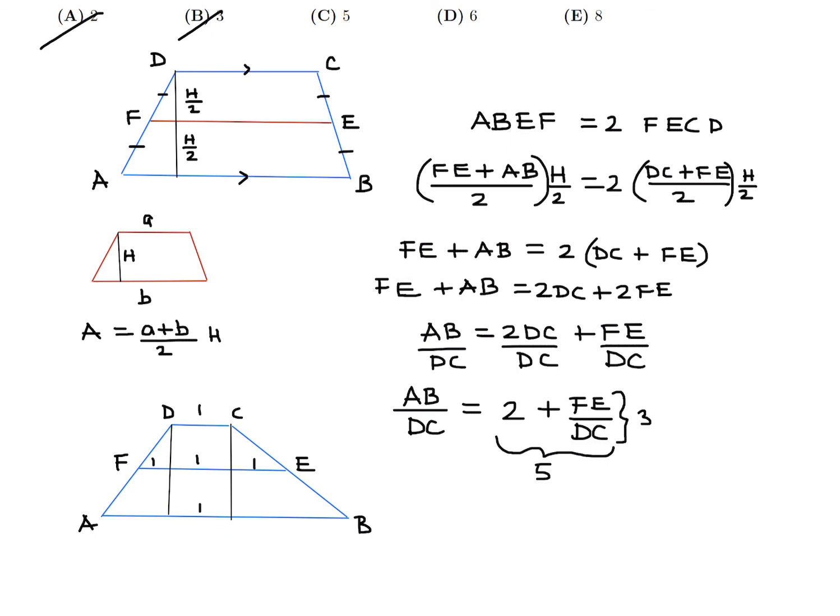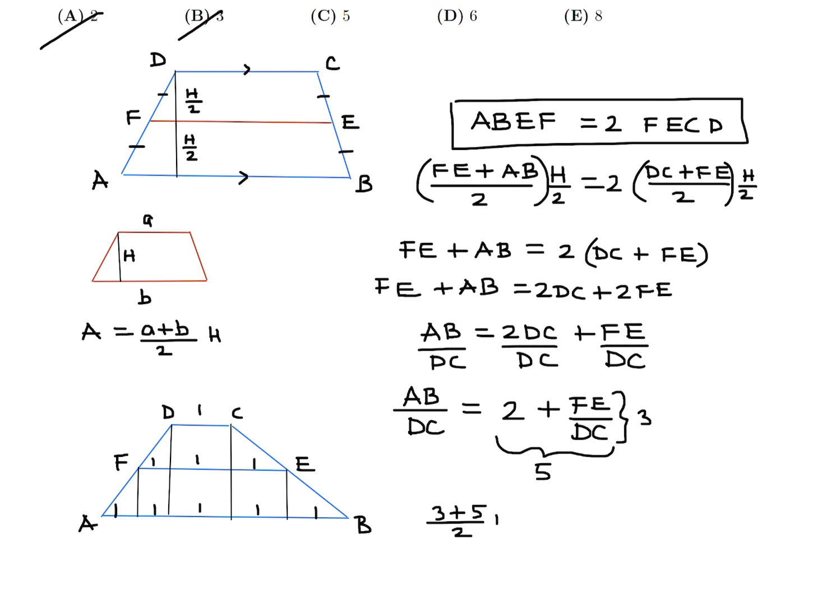And if we were to draw perpendiculars from F down, like that, since F and E are midpoints, those two have to be equal. These distances have to be equal. And similarly, this distance has to be equal to that distance. So if that was 1, this is 1. And if that was 1, then this is 1. So let's see here. Is our original equation satisfied? Well, what's the value of ABEF? ABEF would be (3 plus 5) divided by 2 times H. And then FECD would be (1 plus 3) divided by 2 times H.